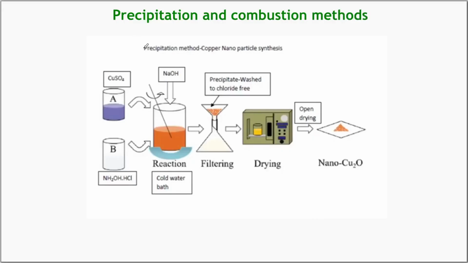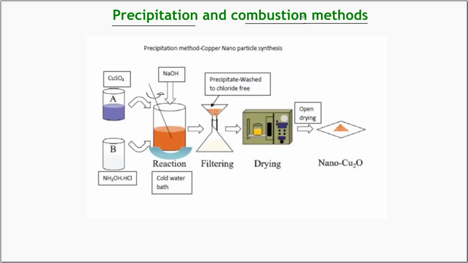Hello, welcome back. In this video, we'll discuss the precipitation and combustion methods to synthesize nanoparticles. Precipitation synthesis is a common method for the production of nanoparticles. It involves the formation of nanoparticles through the precipitation of the precursor material from a solution.